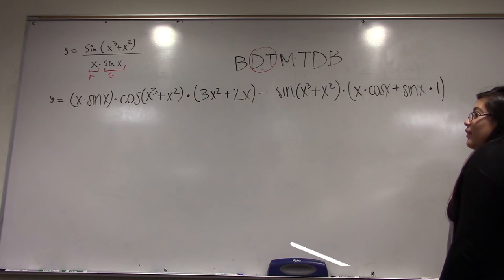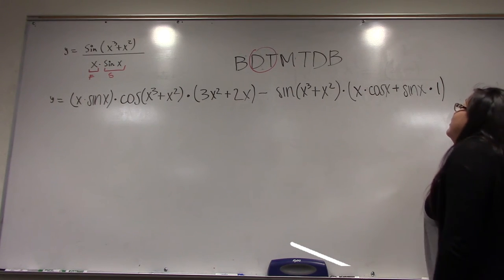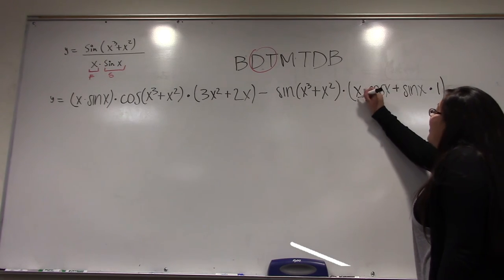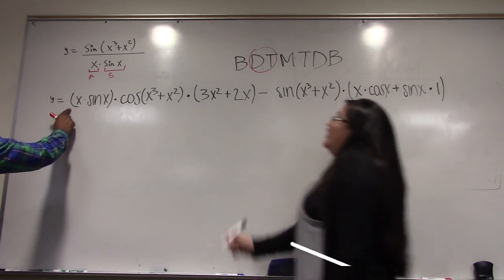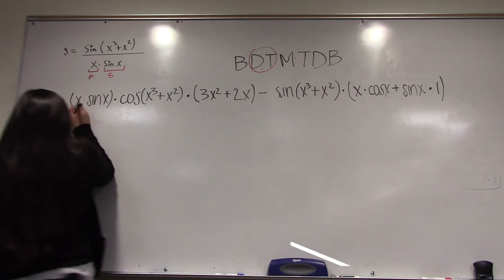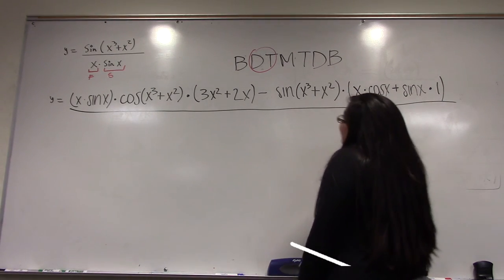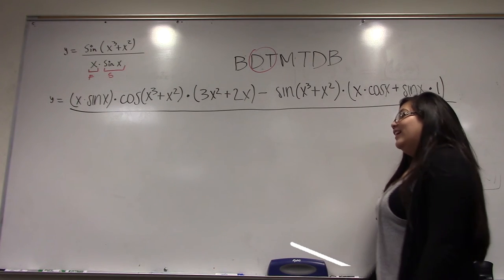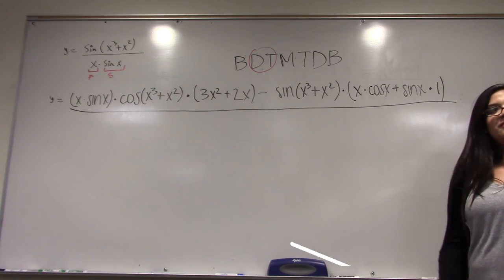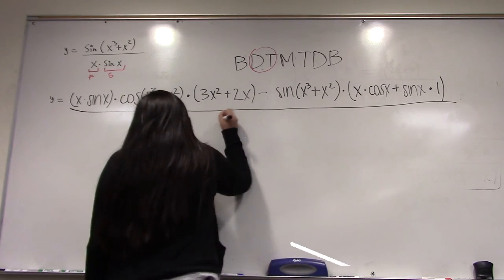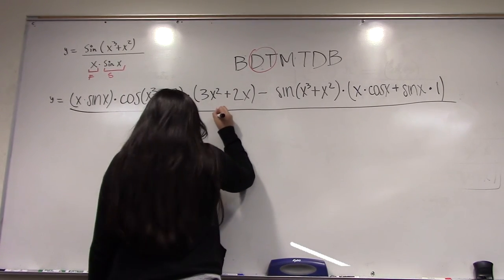Okay, except that now you're missing something. Everything should be divided by, the whole thing from here all the way up to there, divided by the bottom squared. Do I write it squared? Yeah.